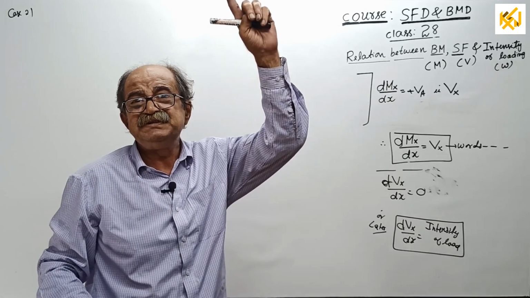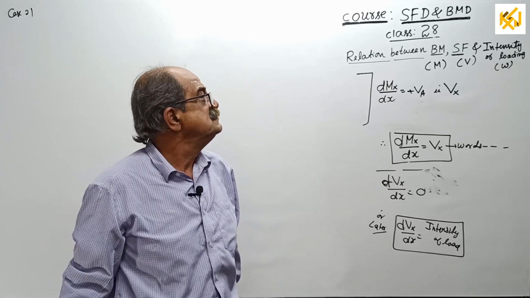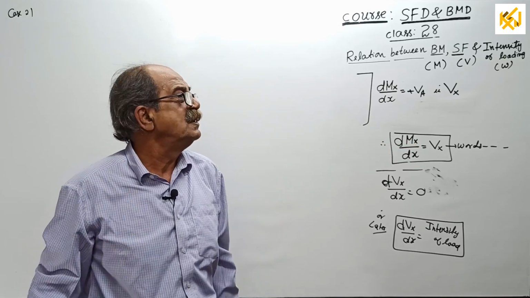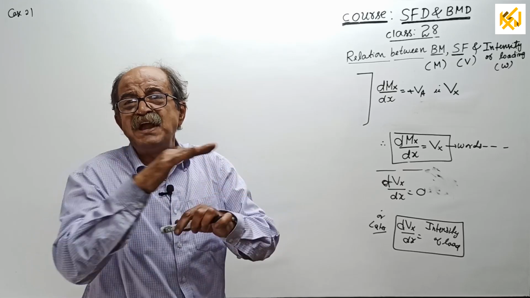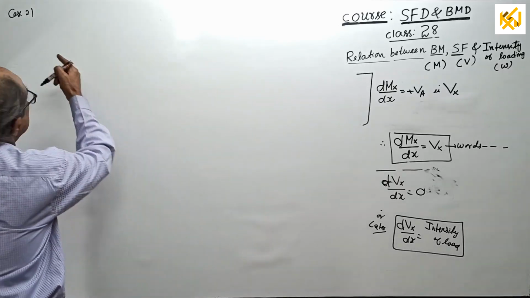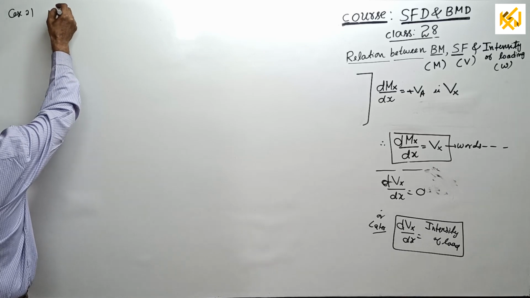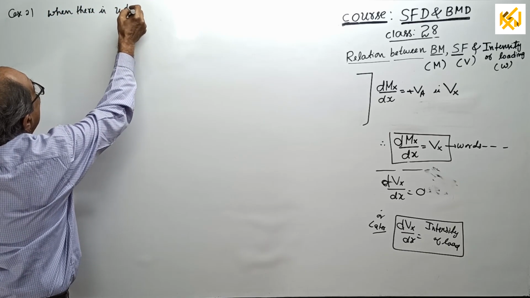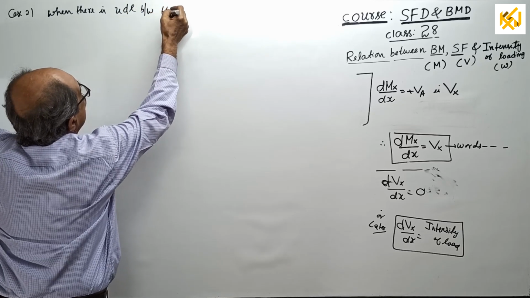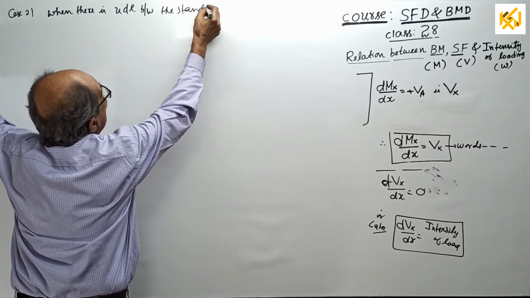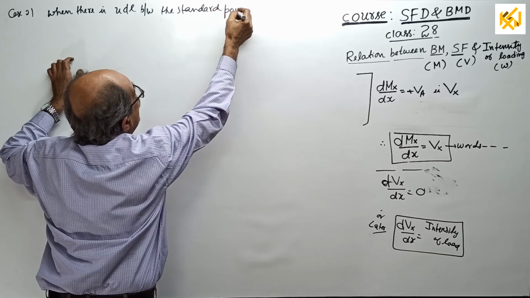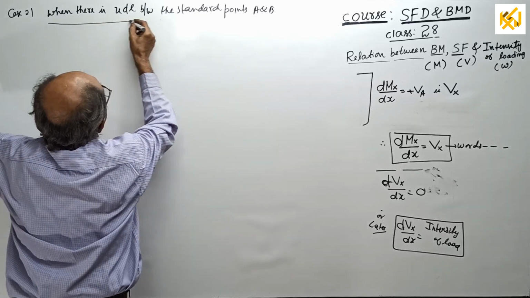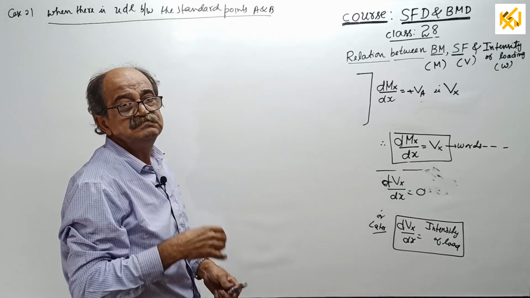Why? First is the case when Vi is 0. That is 0 shear force. Then no load, 0 shear force. Next, no load with constant shear force. Now, next case 2. Same thing. When there is UDL between the standard points, as discussed, A and B. When there is UDL between the standard points A and B.